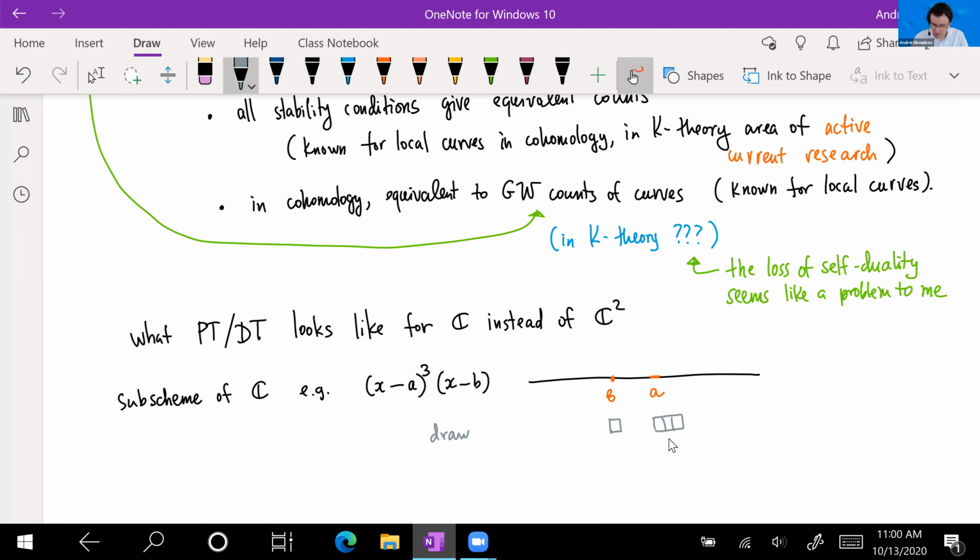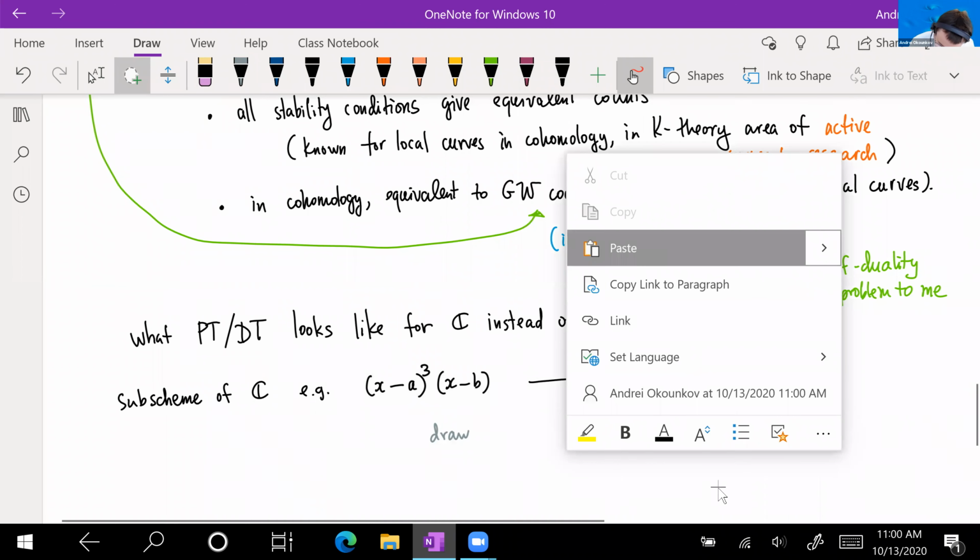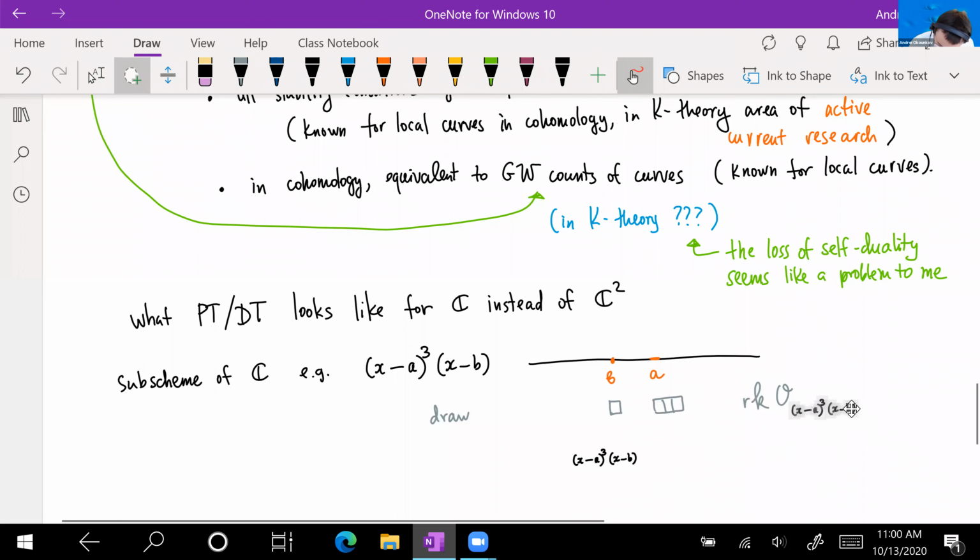Right. So this means my total, so altogether the dimension, or maybe the rank, of my O of my subscheme. Let me copy it here. This is 4. So it's a 4-dimensional space and has kind of 3 dimensions here and 1 dimension there.